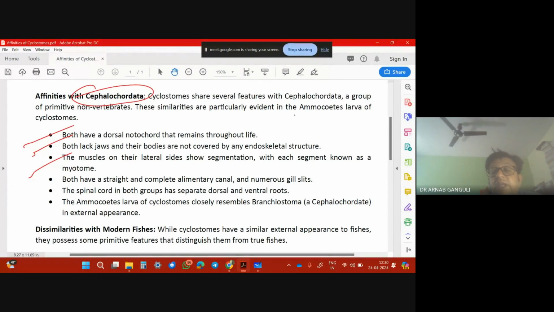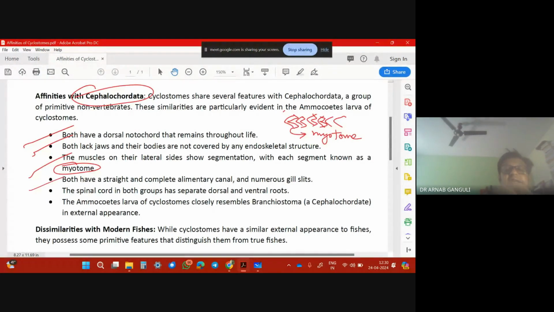On the side of Amphioxus, the muscles are arranged like myotomes, like segments. Their muscles have segmentation. Each segment is known as a myotome, like blocks of muscle. So each block is known as a myotome.